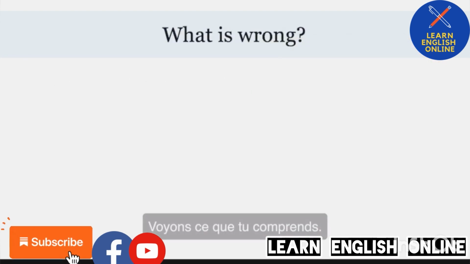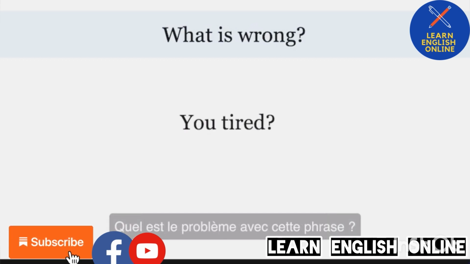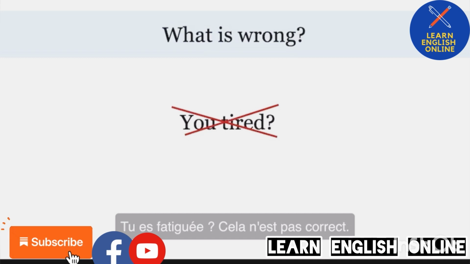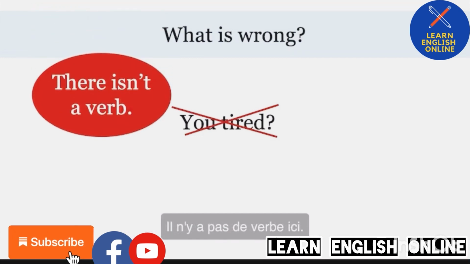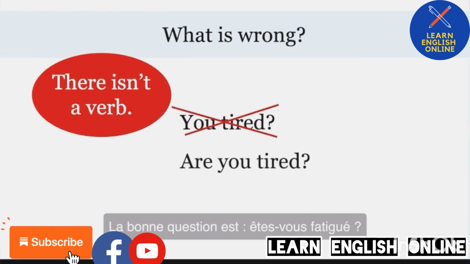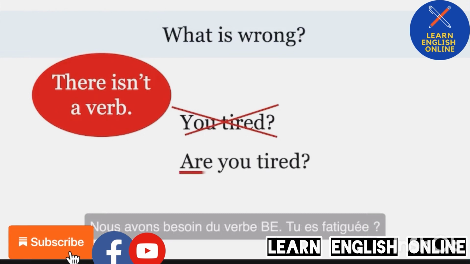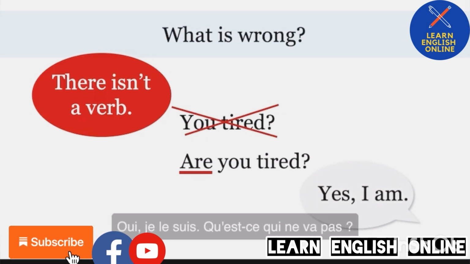Okay, let's check to see what you understand. What is wrong with this sentence? You tired? This is incorrect. There isn't a verb here. The correct question is, are you tired? We need the be verb. Are you tired? Oh, yes, I am.